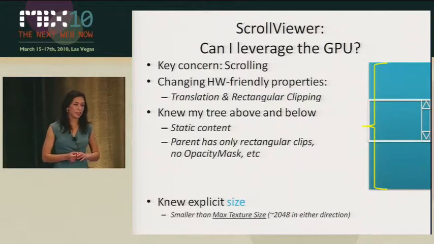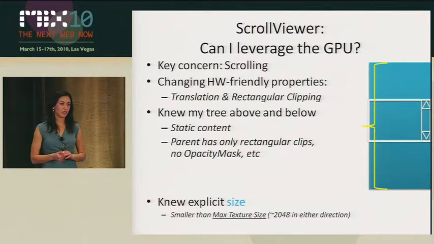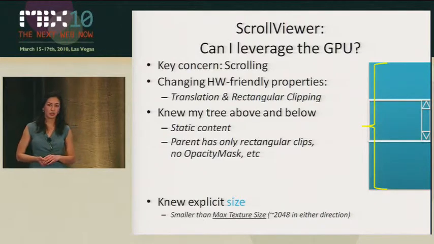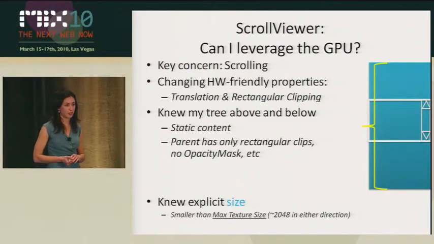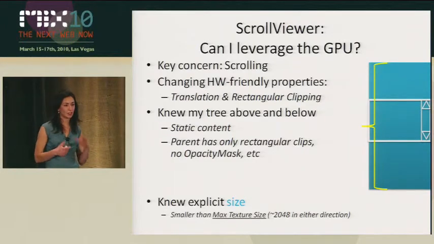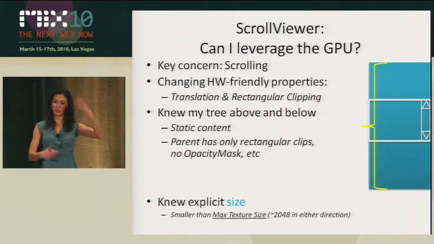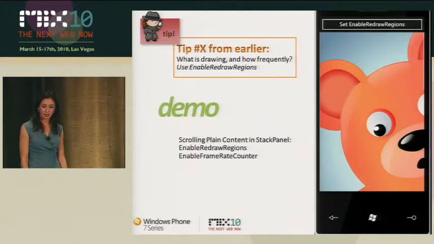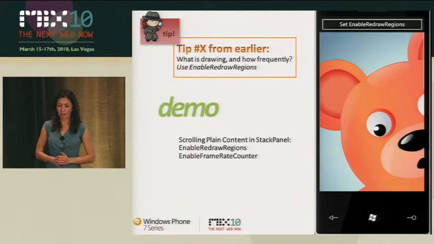This is key. The max texture size on the device, both on desktop and mobile, is 2048 in any single direction. Don't multiply and try to tell me that it's smaller than that. It's in any single direction. So if you have a stack panel that is 3,000 pixels, you cannot hardware accelerate. We cannot allocate that texture on DX, so we would fall back to software. So let's look at the little bear.